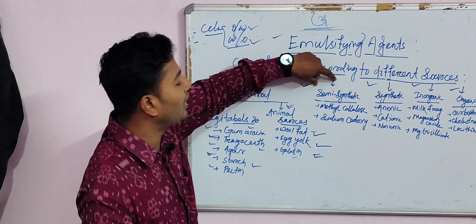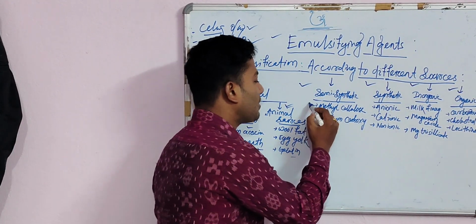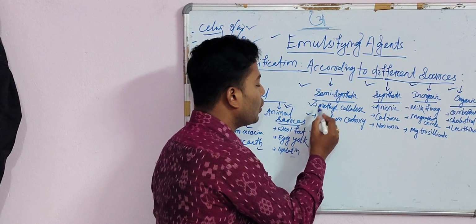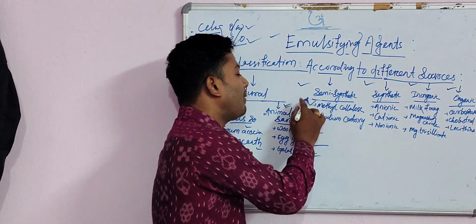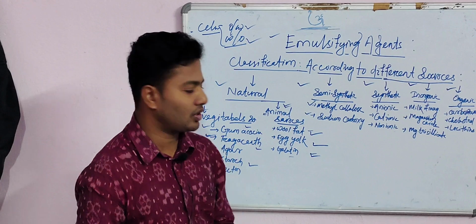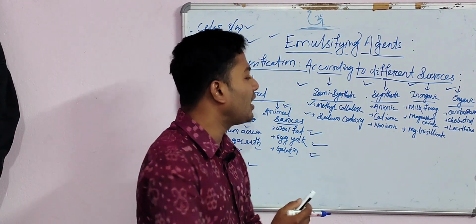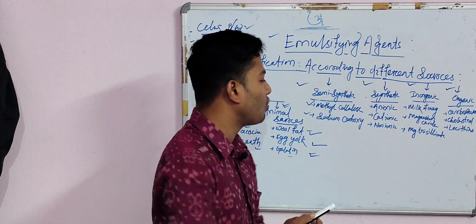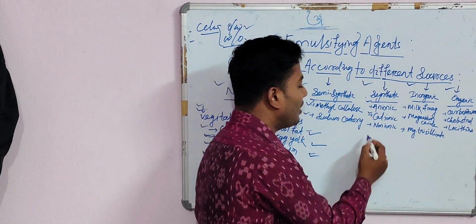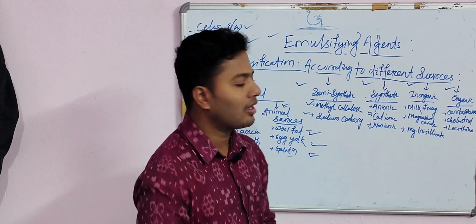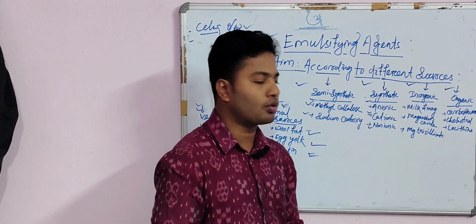From the semi-synthetic sources, you have to collect 2 emulsifying agents: methyl cellulose and sodium carboxymethyl cellulose. So these are the 2 emulsifying agents coming from the semi-synthetic sources. The next one is the synthetic sources. From the synthetic sources, which type of emulsifying agent do you have to collect? One is anionic, the second is cationic, the third is non-ionic. So these are the 3 emulsifying agents coming from the synthetic sources.